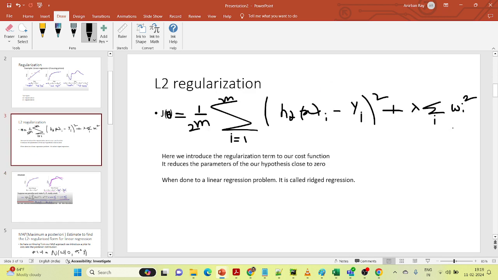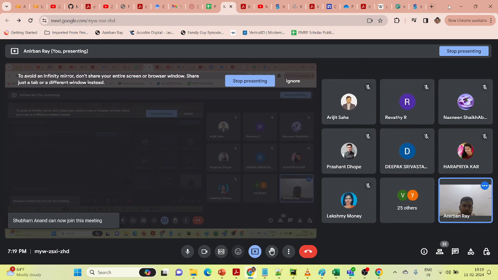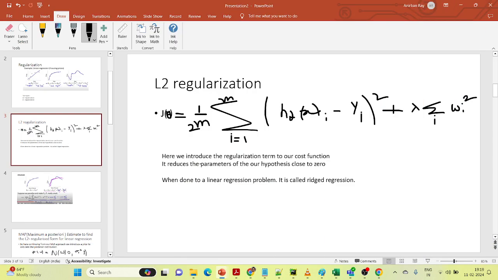Any doubt up to this? No doubt, right? So what we do is, as you can see, we make some of the parameters close to zero, not all. Let me write it down.